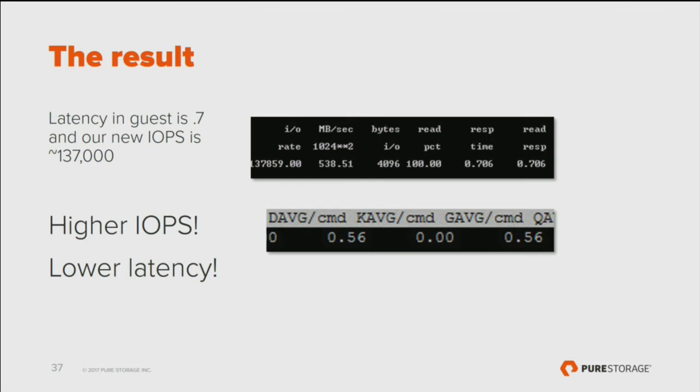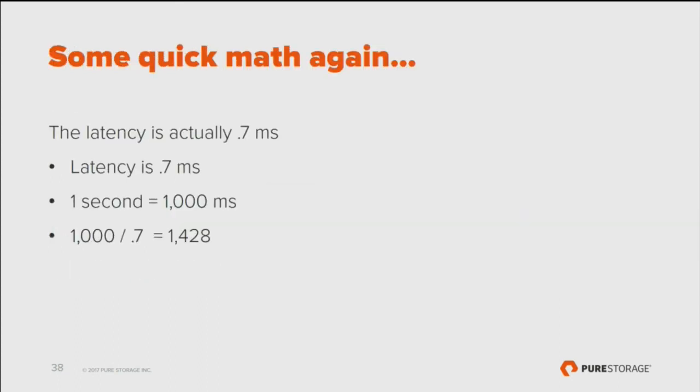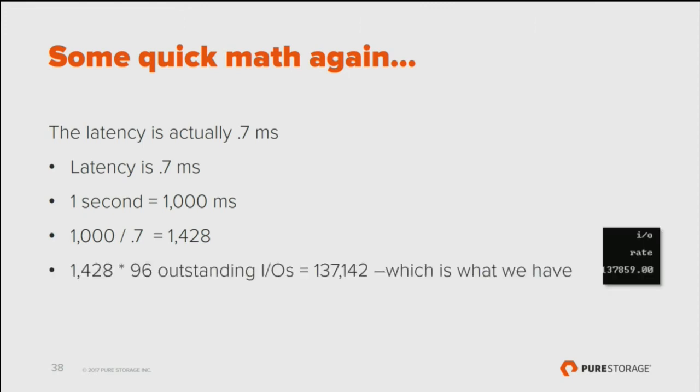So great, higher IOPS, lower latency. But let's look at those numbers again. So my overall latency is 0.7 milliseconds. And doing all that same math again, right? We calculate that at that latency, our expected IOPS to be 137,000. That's exactly what we had, right? It's great, math works. But the question you might have is, why am I not getting my 192,000 IOPS at this point?